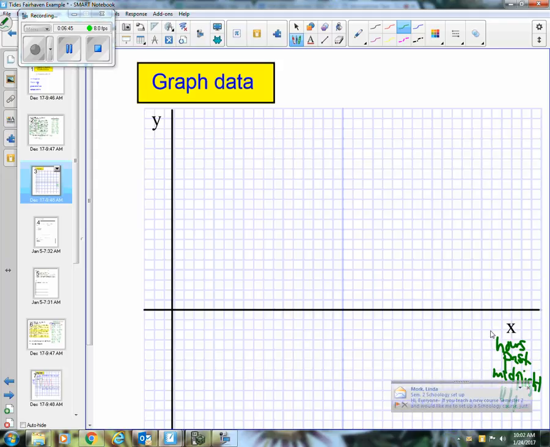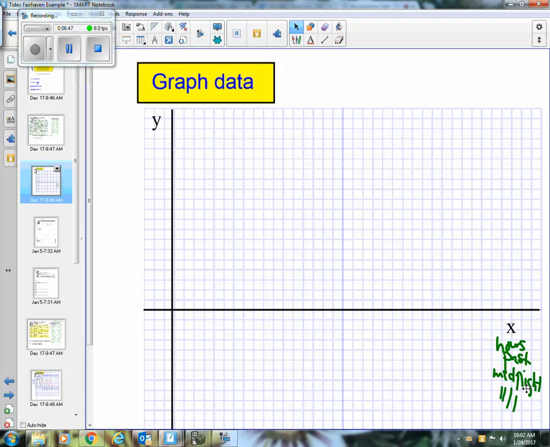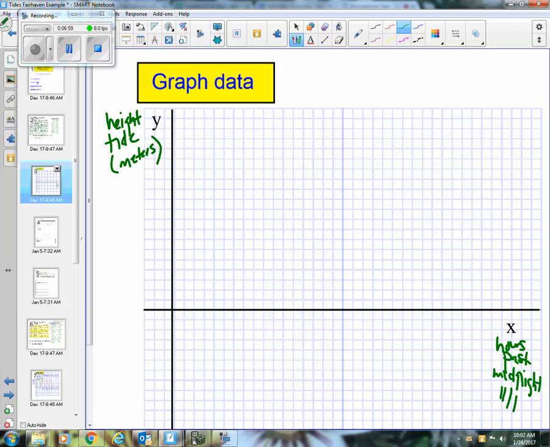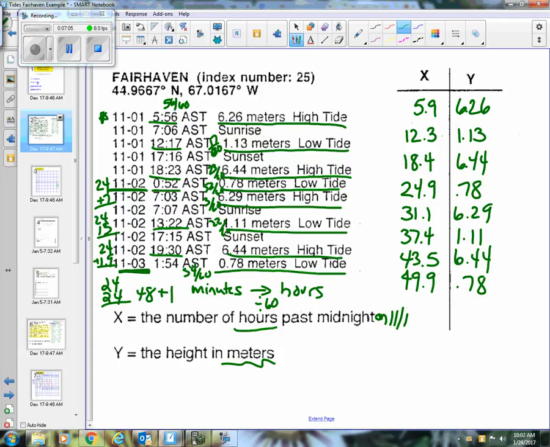Okay, and then we have the y-axis, which is the height of the tide, or tide height, and that is in meters for me. It might be in feet for you when you do your own data. Okay, so let's see if we can figure out what this graph would look like. We have to figure out a scale. Basically, my numbers for my y's are going to go from 0 up to about 7, not quite 7, and it looks like the x's should go out to about 50.